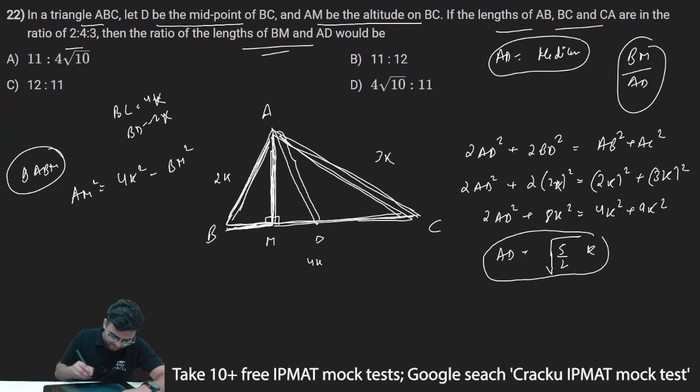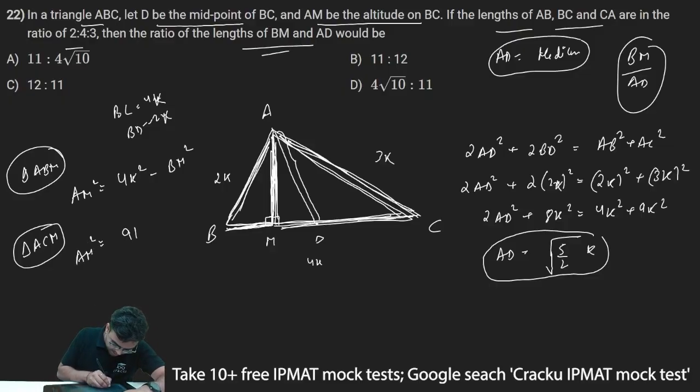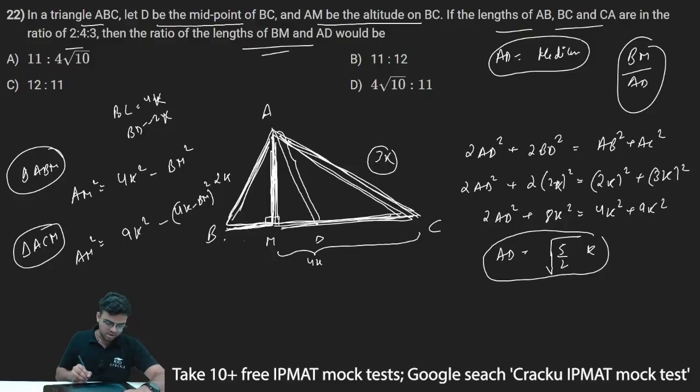Now in the same way, if I apply it on triangle ACM, this is my perpendicular, this is my base, and this is my hypotenuse. So hypotenuse square minus base square will be equal to perpendicular square. So again AM square, the perpendicular square, is equal to hypotenuse square, which is 9k square since hypotenuse is 3k, minus base square. Base here is 4k minus BM. So minus 4k minus BM whole square. Now this is also AM square and this is also AM square, so we can compare both the values.